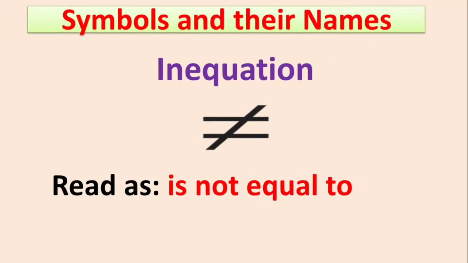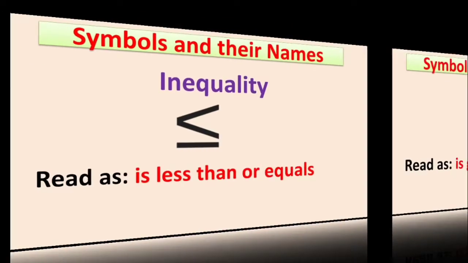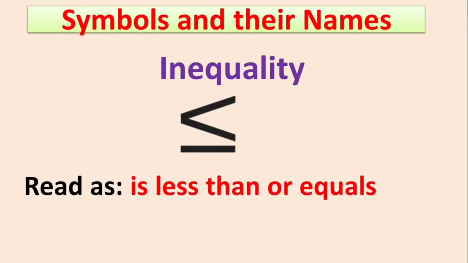This next symbol is of inequation and read as is not equal to. For example, 7 is not equal to 9. This next symbol is also of inequality symbol. It is read as is greater than or equal to. Then the symbol after this is also of inequality. It is read as less than or equal to.